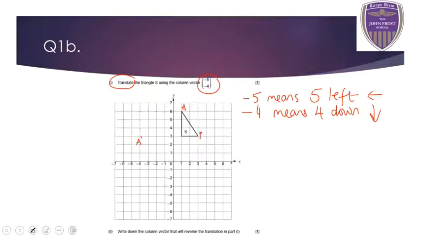If I label this B, then I'm going to count from B 5. So 1, 2, 3, 4, 5, 4 down, 1, 2, 3, 4 down. So that's B dashed. And the last one, if that's C, count 1, 2, 3, 4, 5, 1, 2, 3, 4 down. So that's C dashed. And it doesn't come as any surprise that you've ended up with a triangle, which looks the same in the same direction, but in a different place. And that's what we mean by a translation. It's like when you're sliding it around the grid.